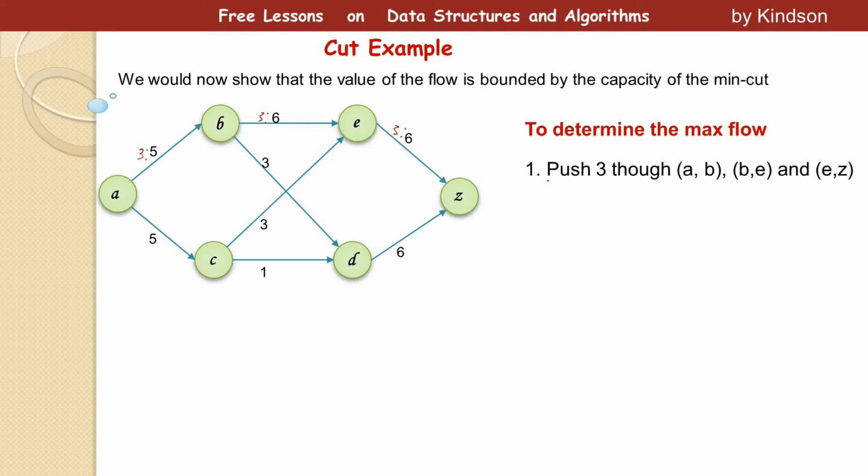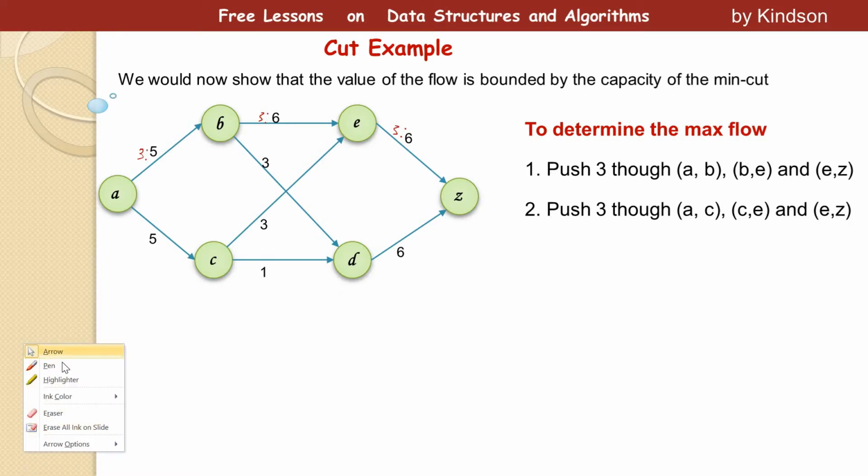Alright, so let's try another thing. Let's try to push 3 through AC. After the first step, we have a flow of 3. It's not the maximum, because the capacity of this network is 12.